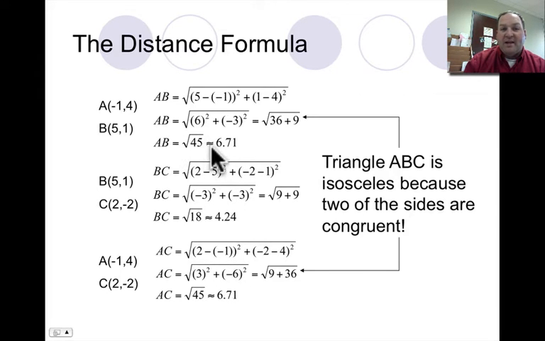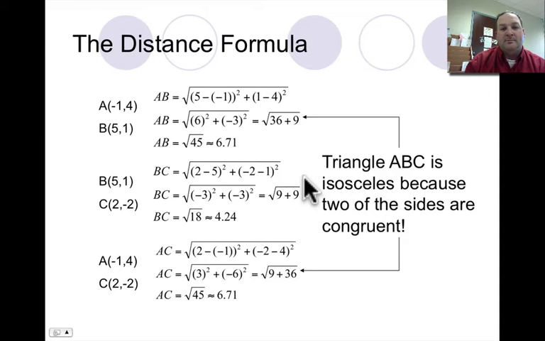So for AB, I get 6.71. For BC, I get 4.24. And for AC, I get 6.71. Well, look at these two, AB and AC. They're exactly the same. And if they're exactly the same, then that means the triangle is isosceles. So I can say triangle ABC is isosceles because two of the sides are congruent to each other.